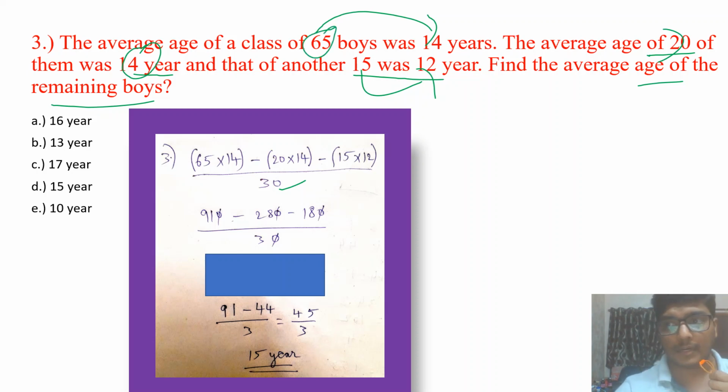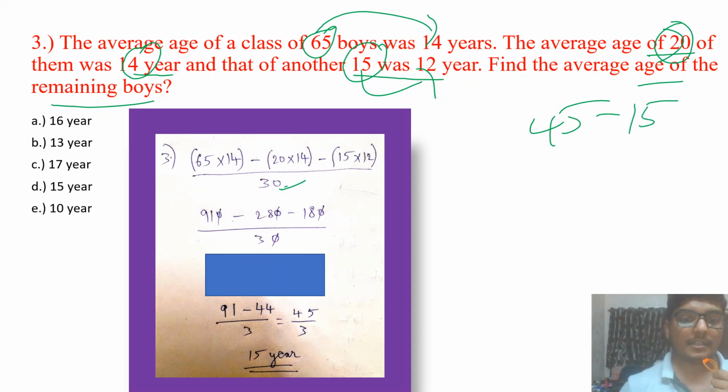Out of them, if 20 is removed, it becomes 45. Again, if 15 is removed from 45, that becomes 30. That's why the denominator is 30. We have to find out the average of these 30 boys. 65 into 14 equals 910, 20 into 14 equals 280, 15 into 12 equals 180, divided by 30. 0 cancels in the numerator and denominator places. Finally, we get 91 minus 46 by 3, that is 45 by 3, equal to 15 years. The average of the remaining 30 boys is 15 years.